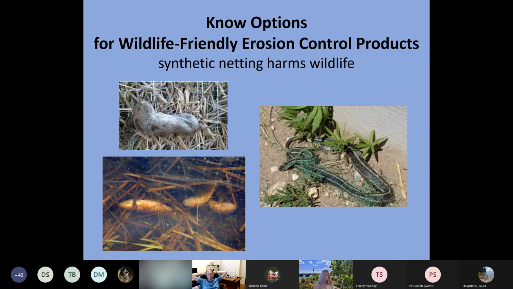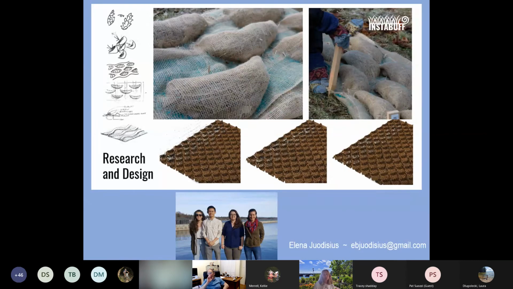In this slide here, we want to get away from erosion control blankets that use the synthetic netting that can harm wildlife. And at last fall's 2020 annual training for the Natural Shoreline Erosion Control Certification Program, we were really lucky to have this group of students from the State University of New York, and they've earned an award designing an erosion control blanket called the InstaBuff.